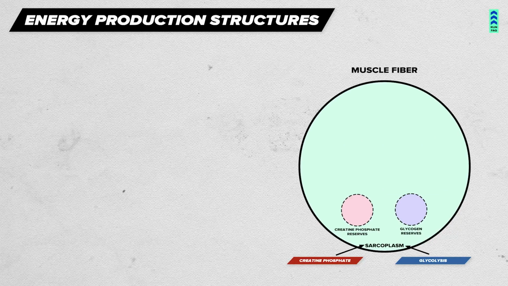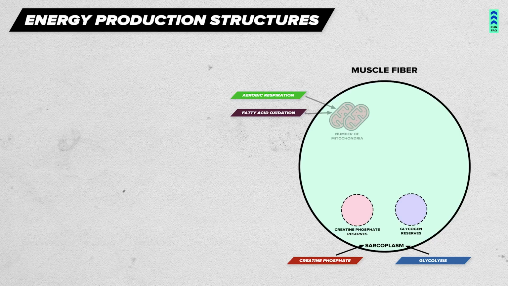Next is aerobic respiration and fatty acid oxidation. These two are a bit more complicated. First of all, both of them occur in a special place within a muscle cell called mitochondria, and the more you have them, the more ATP you can produce. Glycogen and fat reserves are not the limiting factor. Instead, these systems are heavily reliant on oxygen. Let's explore how oxygen is delivered and consumed.